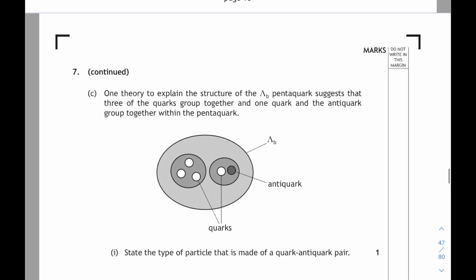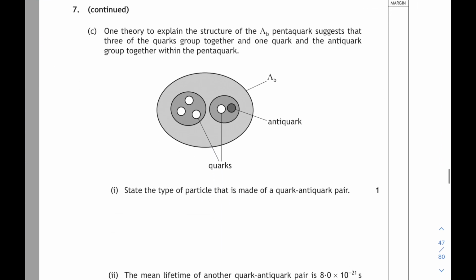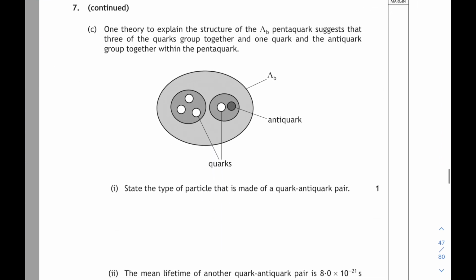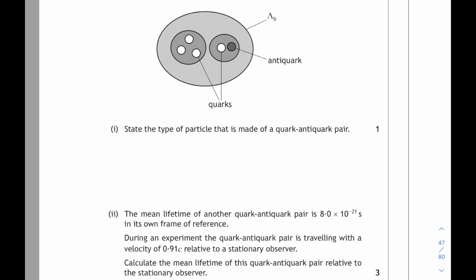7 part C. One theory to explain the structure of the lambda B pentaquark suggests that 3 of the quarks group together and 1 quark and the antiquark group together within the pentaquark. And there's a wee diagram showing you that. And part 1 asks us to state the type of particle that is made of a quark-antiquark pair. Well, that'll be a meson.